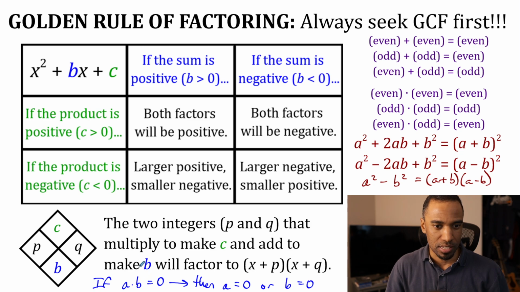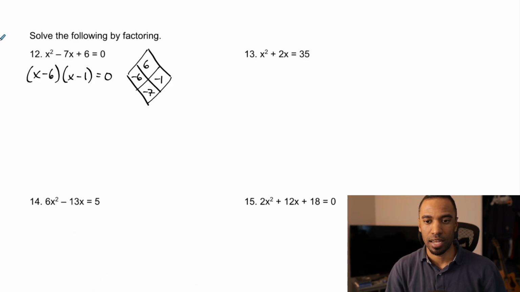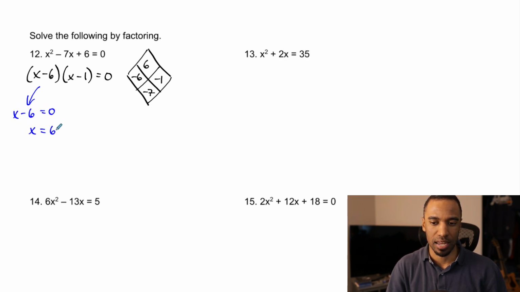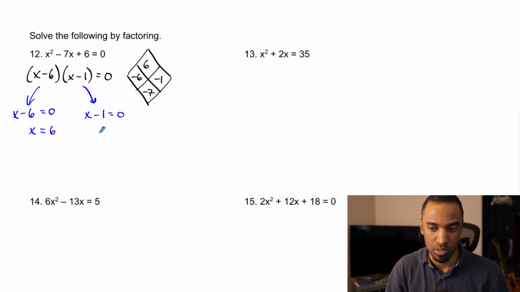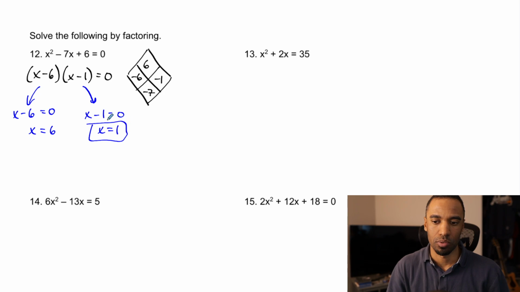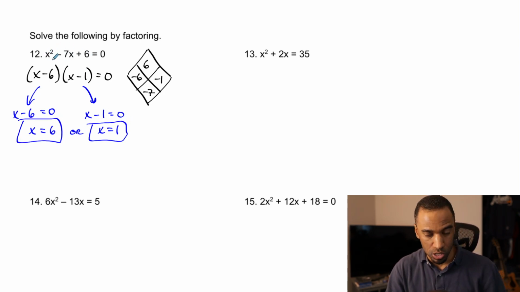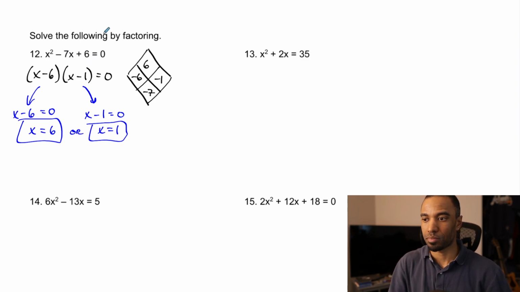Zero product property states that if I have a product that equals 0, and I do, this times this, then that means either this equals 0. If I add 6 to both sides, I get x equals 6. Or x minus 1 equals 0. If I add 1 to both sides, I get x equals 1. So this or this is the correct solution set to the original equation here.